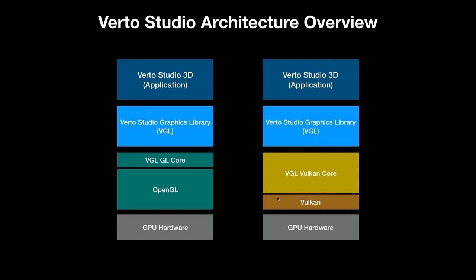The gold box where I have the words VGL Vulkan core, that's the component that I'm open sourcing on GitHub. That's the component that essentially replaces most of the functionality lost by OpenGL. The important thing to take away from this is that the VGL graphics library, for the most part, is completely isolated from the core, and the application code, the code that's actually using my engine or graphics library, is completely isolated from whether you're using the Vulkan core or the OpenGL core.